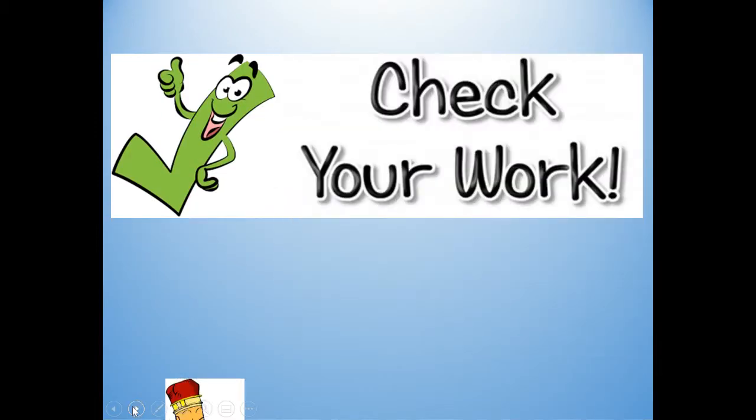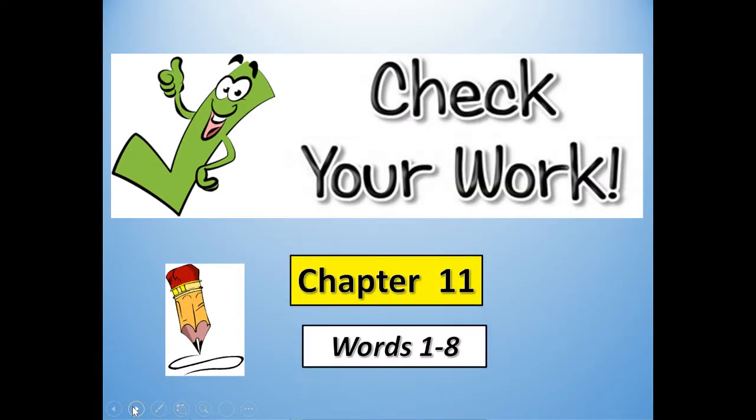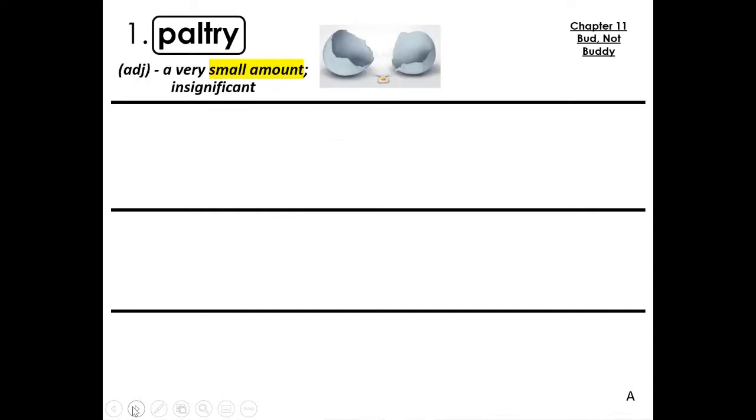All right, time to check your work. For chapter 11, words 1 through 8. Number 1 is paltry, a very small amount, insignificant. And you should write B for Bud next to that so you can remember that was how they described Bud. He was a paltry meal for mosquitoes.